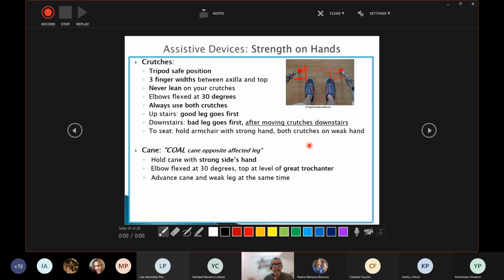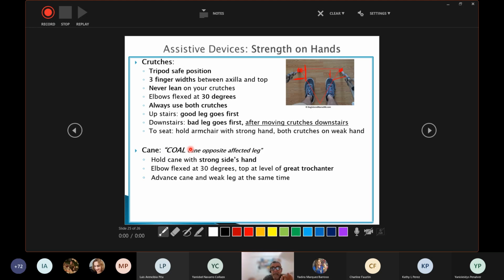Okay, cane. Probably cane is the most commonly tested. Important with cane, you need to teach the client to hold the cane on the strong side. So the cane cannot be on the same side as the weak leg. Cane opposite to the affected leg. It is a mnemonic to hold.